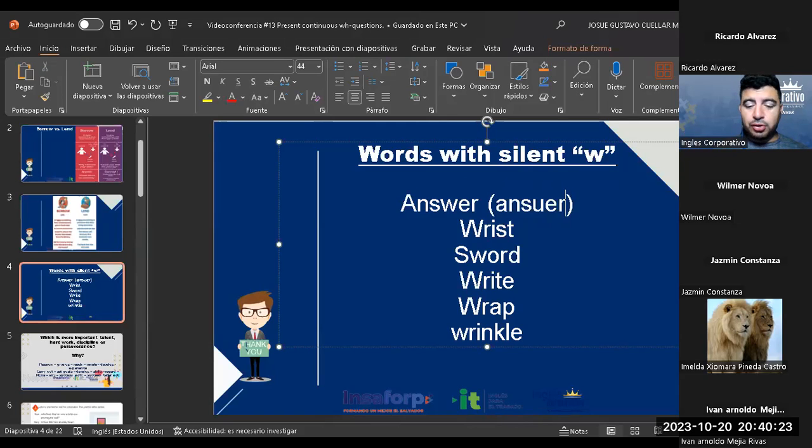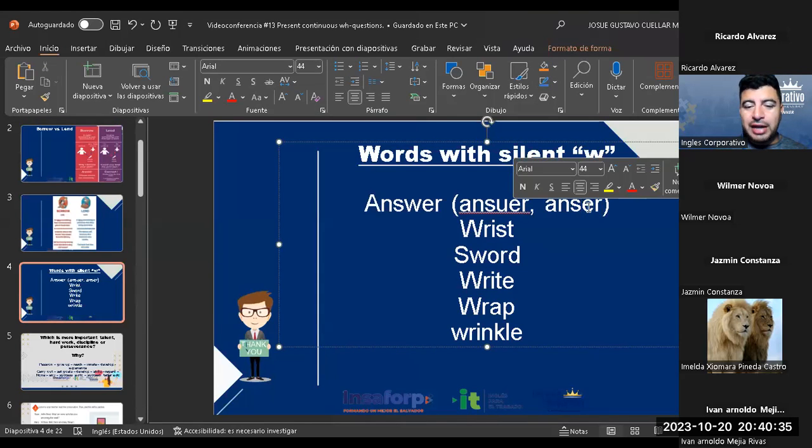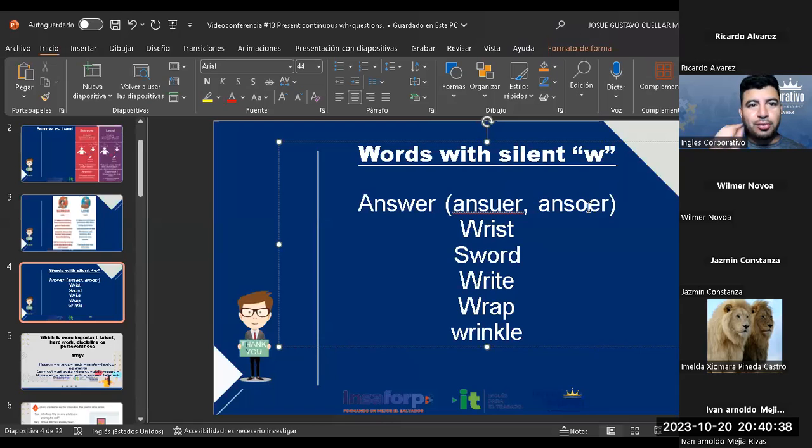Answer. Otros dicen answer. Pero no le estoy diciendo answer. Es como una O y una E unida, ¿verdad? Son símbolos fonéticos que no me aparecen acá, que aparecen en el diccionario o en diccionarios en línea. Entonces, pueden decir answer o answer, pero no digan answer. Ok.